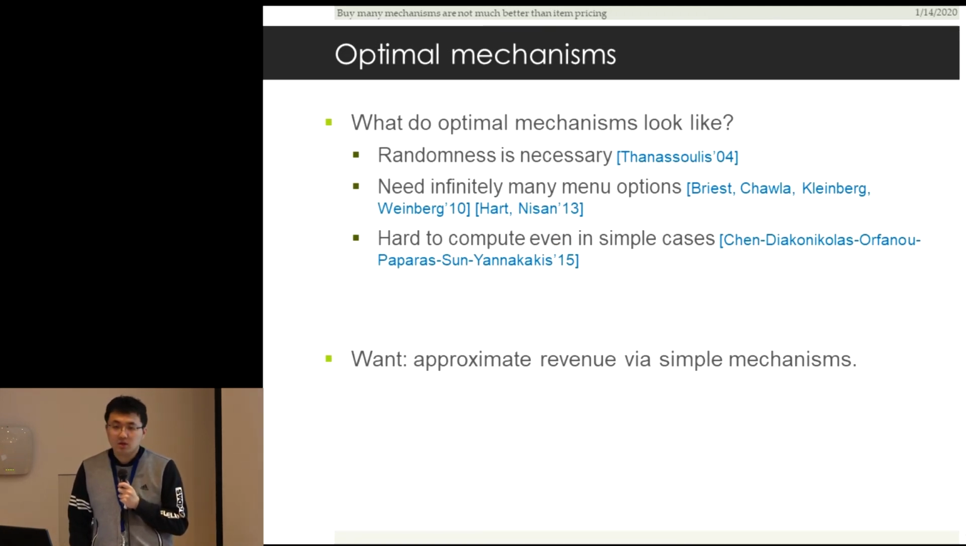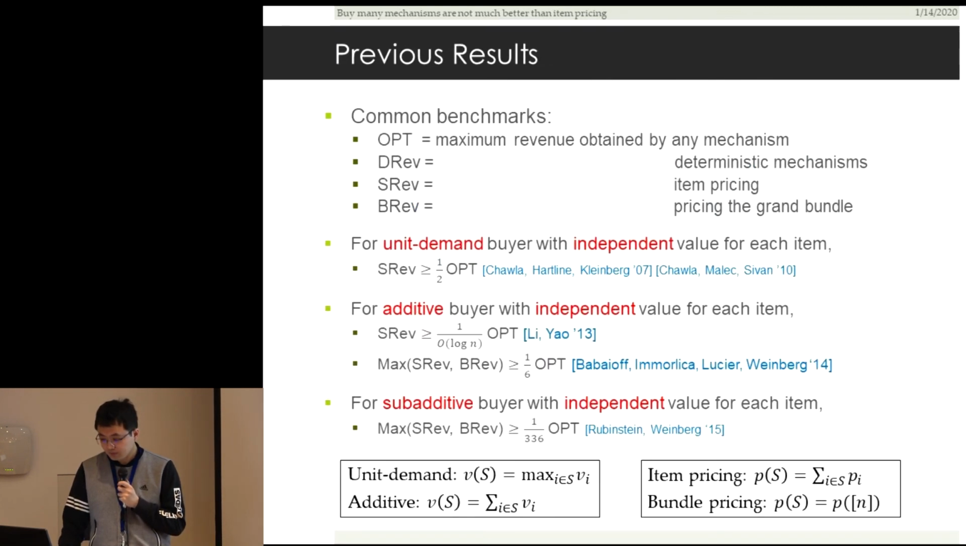So recently, there has been a lot of work on using simple mechanisms to get approximately optimal revenue. Let's start with some notation. Suppose that OPT denotes the optimal revenue obtained by any randomized mechanism, DRev denotes the optimal revenue obtained by optimal deterministic mechanisms, SRev denotes the optimal revenue obtained by item pricing, and BRev denotes the optimal revenue obtained by pricing the entire bundle.